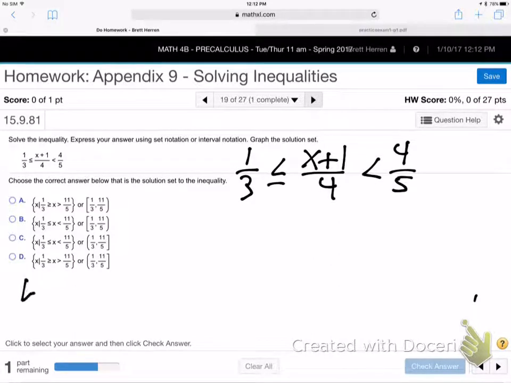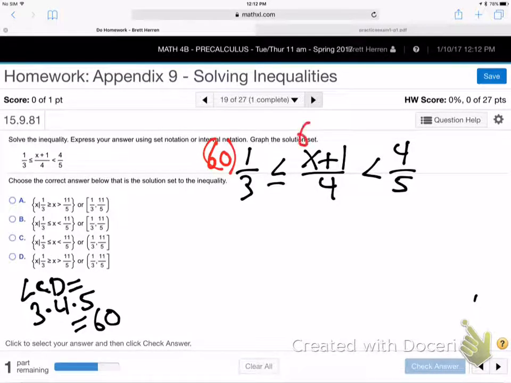So the LCD is 3 times 4 times 5, which is 60. LCD is 60, and then just multiply that 60 top, top, top. So I'm going to put 60, 60, 60, top, top, top, like that. LCD, and then just cancel.